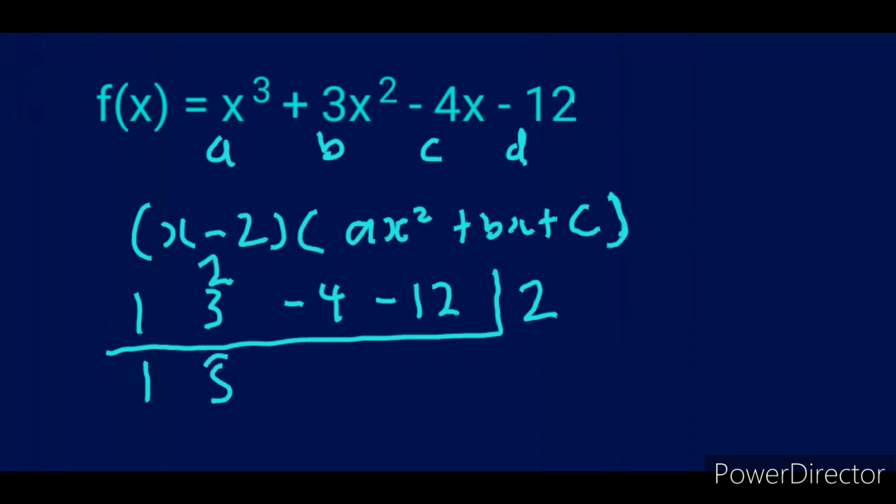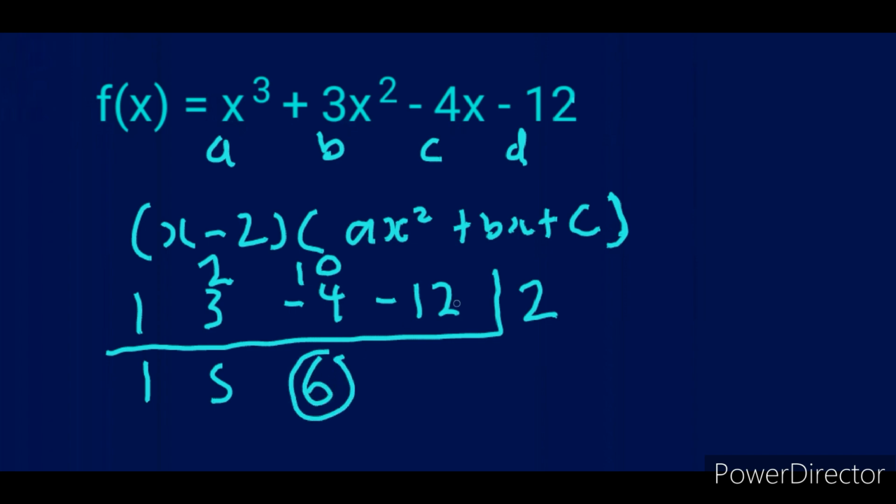You'll say 5 times 2. So 5 times 2 is 10, so you'll put 10 on top. And then the next thing you'll do is add these two. So 10 minus 4 is 6. And then you repeat the process again.